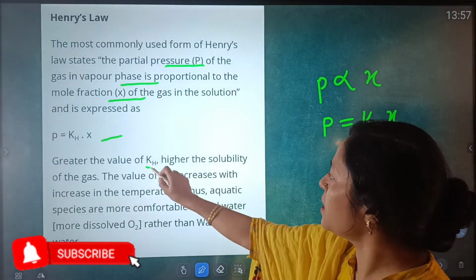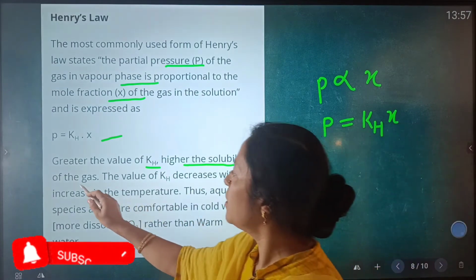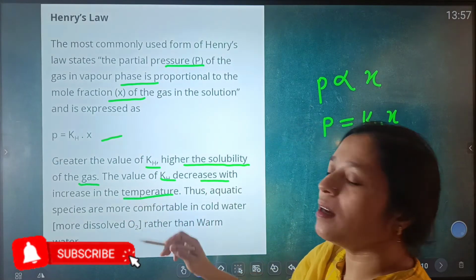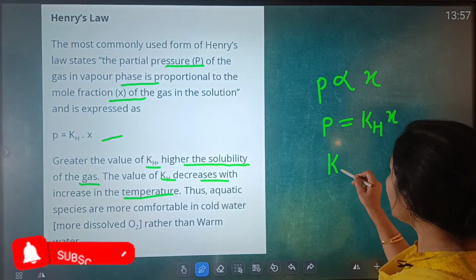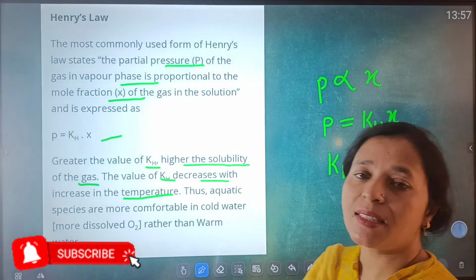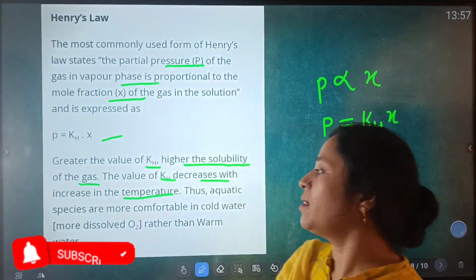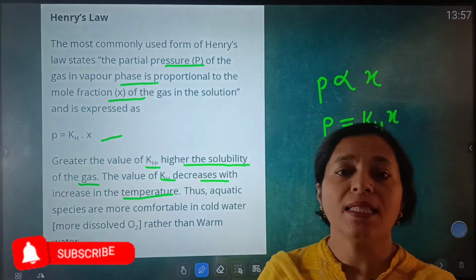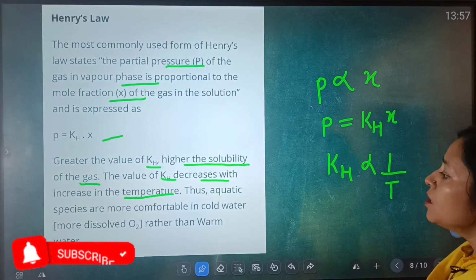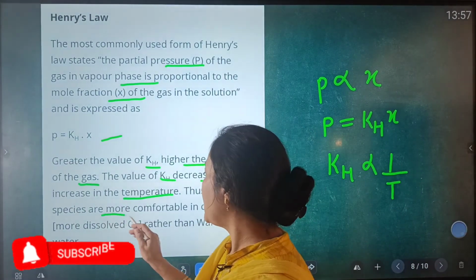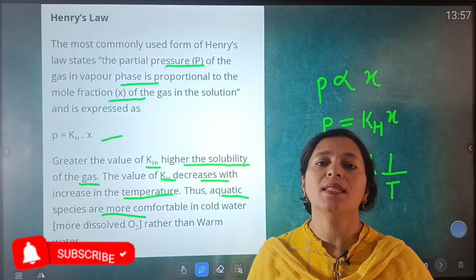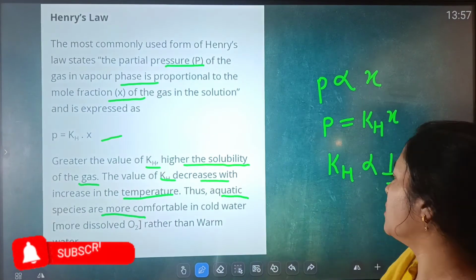Greater the value of KH, greater the solubility of the gas. Remember this thing, the value of KH increases with the decrease in temperature. So, we can say KH is somewhat inversely proportional to the temperature. With the increase in temperature, the value of KH decreases, and when the value of KH increases, the solubility of the solute also increases. So, we can say the aquatic animals prefer to live in cold water because it has more dissolved oxygen in it as compared to warm water.